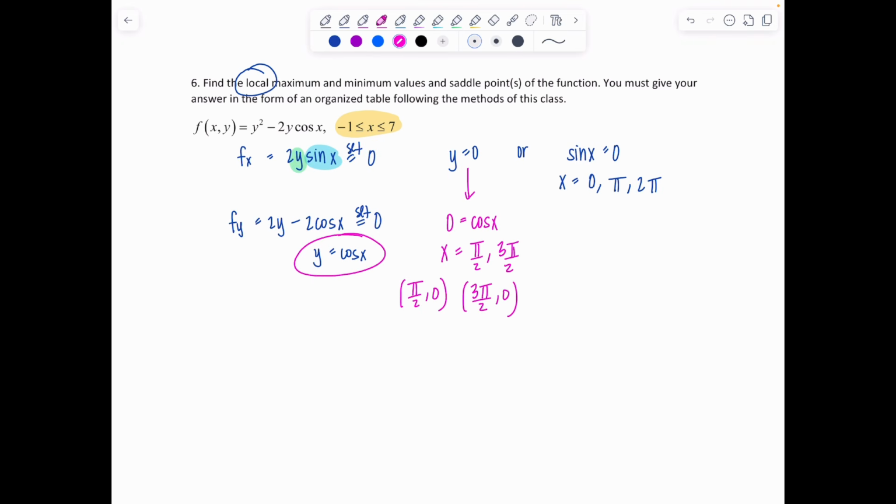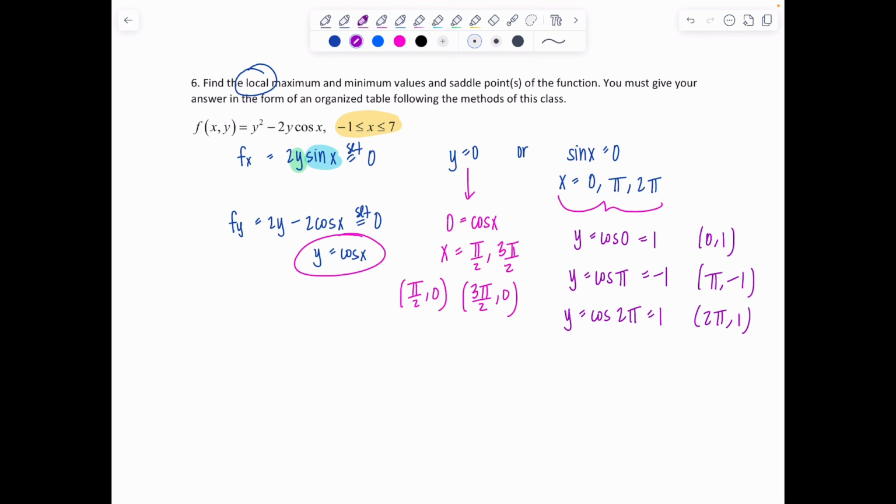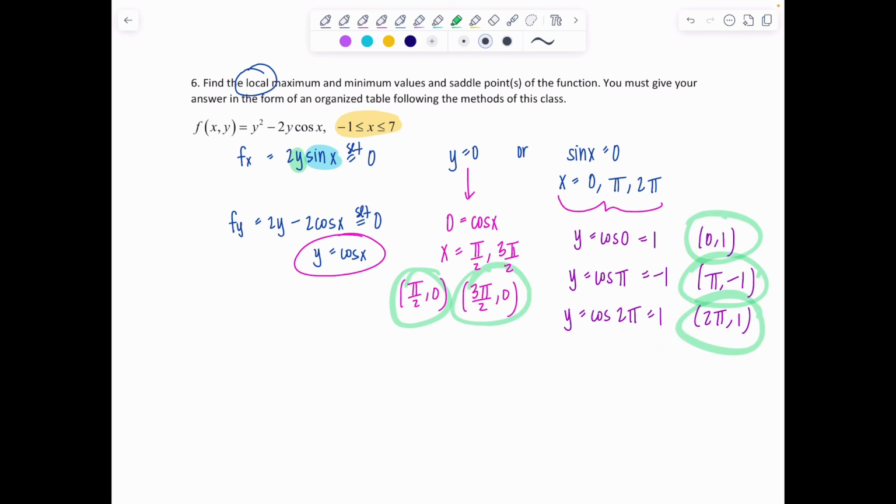Okay, cool. Next, to get the y values that go with these x coordinates, I have to go back again here to y equals cosine x. So we would have y equals cosine of 0. That's going to be 1. So we've got 0, 1 is a critical point. Y equals cosine of pi. That's -1. So we've got pi, -1. And then y equals cosine 2 pi, that's 1. So 2 pi and 1. So these are your only critical points. 1, 2, 3, 4, 5. If you had any more, it's wrong.